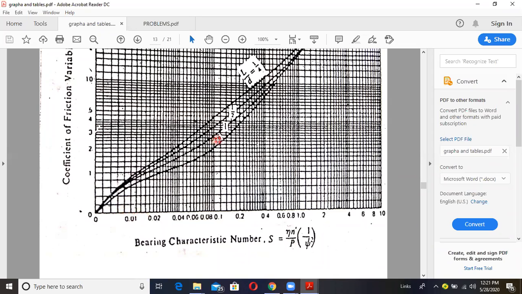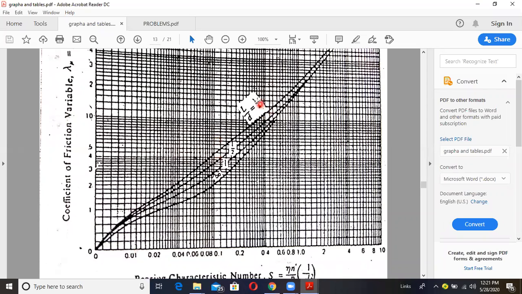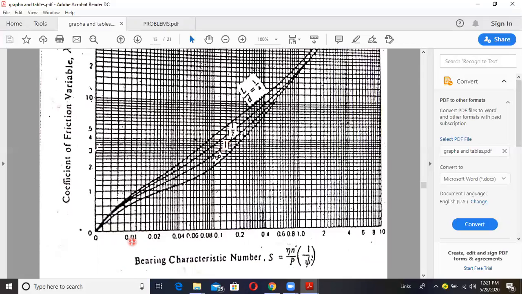Now if you see the curves, the first curve is infinity, the second curve is 1, the third curve is 1 by 2, and the fourth curve is 1 by 4. Now we have to see the second curve, since L by D we got is 1 and the x-axis is 0.01. Now if you select 0.01 and move upward until it touches the second curve, here I got the second curve.